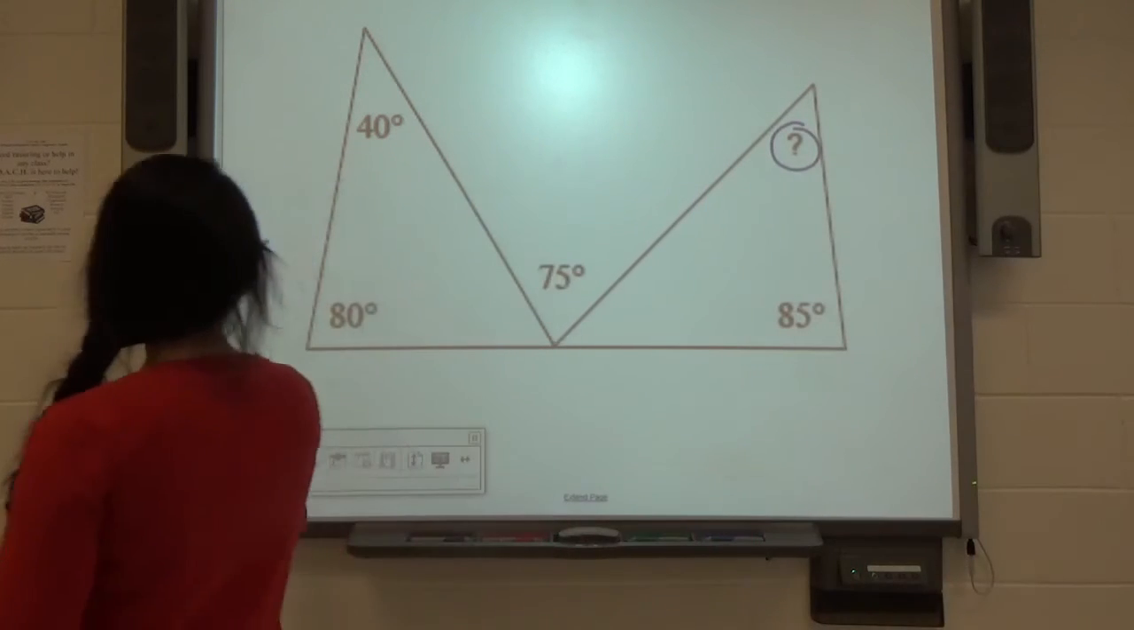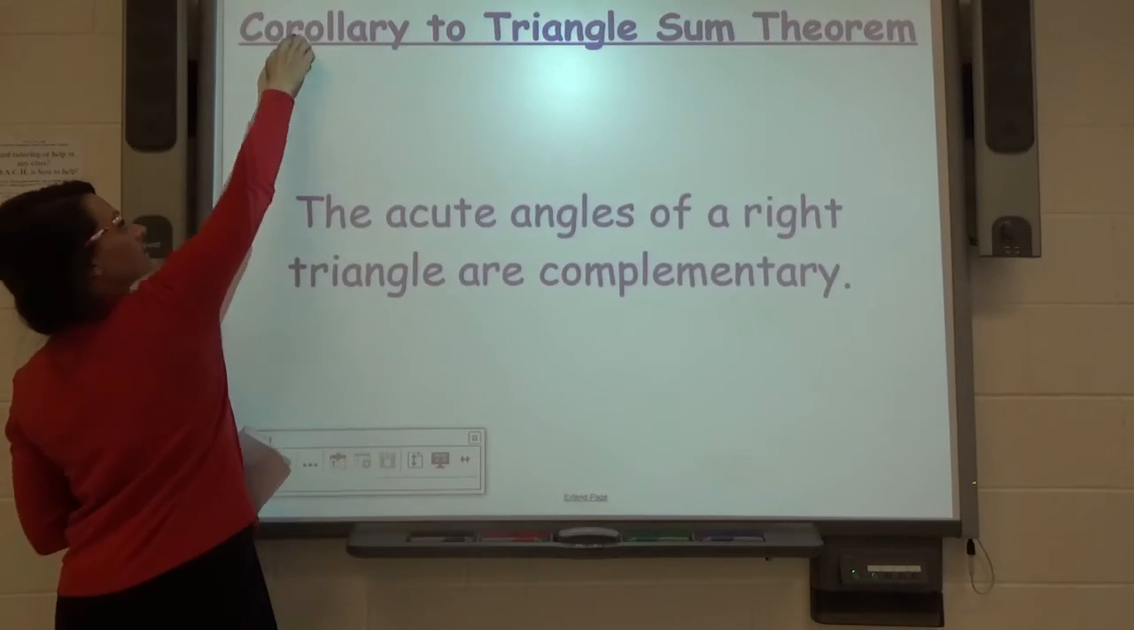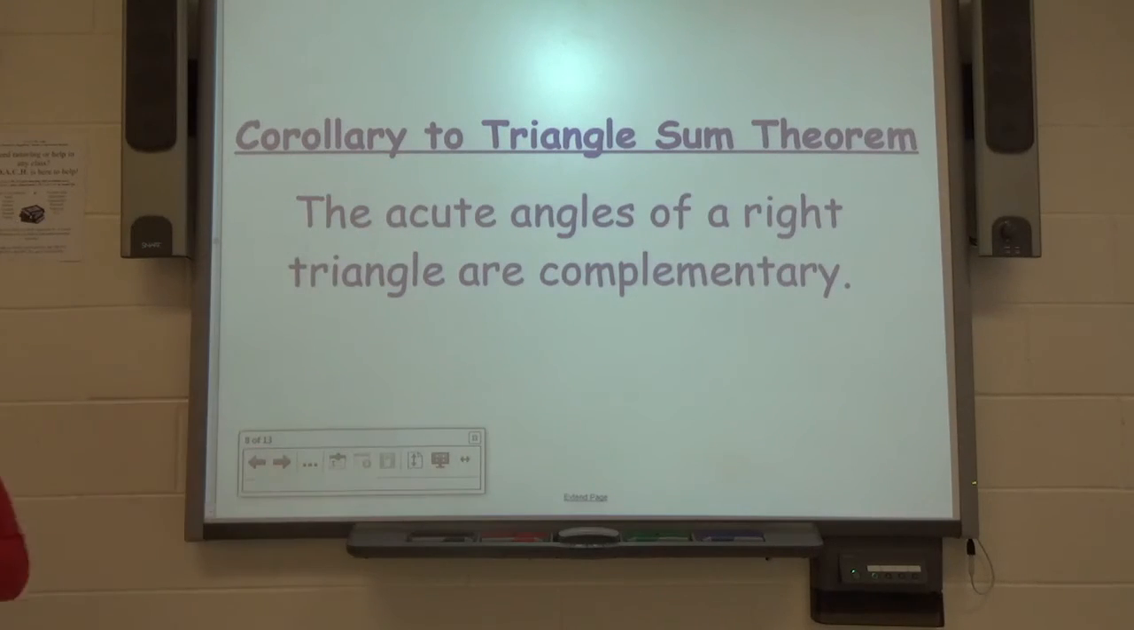The next thing that we're going to talk about is a corollary to the triangle sum theorem. And what that means is this is a branch off theorem that we can use. Corollary is a branch off of the original theorem that we have already discussed. So this is true based on the information that we've already talked about.